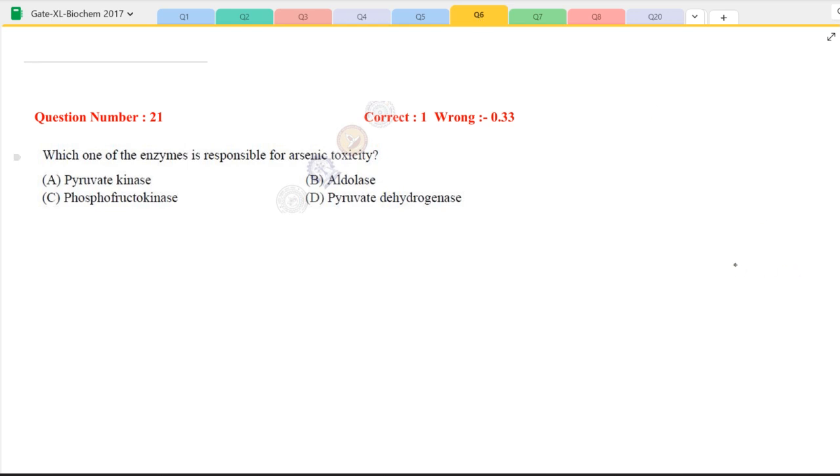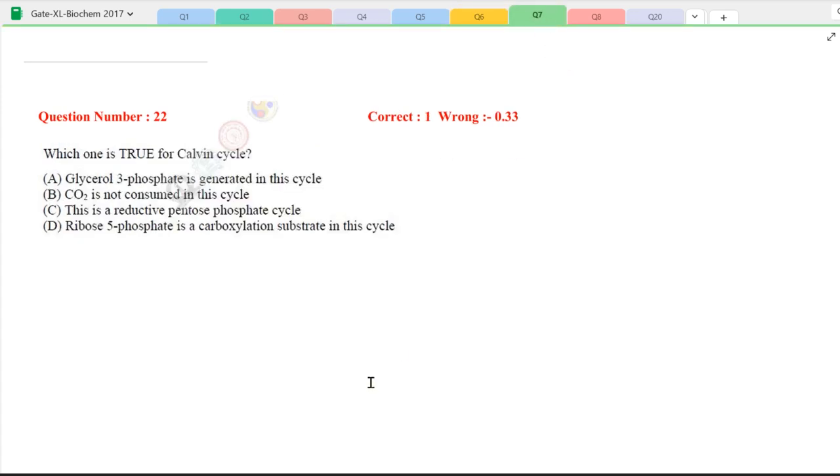Which one of the following enzymes is responsible for arsenic toxicity? So here the correct option is pyruvate dehydrogenase. This enzyme is important for the conversion of pyruvate into acetyl-CoA for entry into the citric acid cycle, and this is a major target for arsenic toxicity. So the correct answer here is pyruvate dehydrogenase. Moving on to the next question.